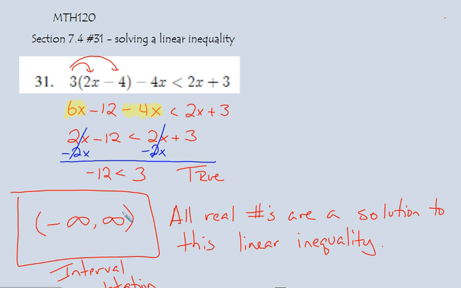Alright, it's open parentheses because we don't actually know where negative infinity is, and we don't actually know where positive infinity is. We just know that that's a figurative location. It's a space that we can speak of, but we can never get there. And it's the largest possible positive and the largest possible negative.